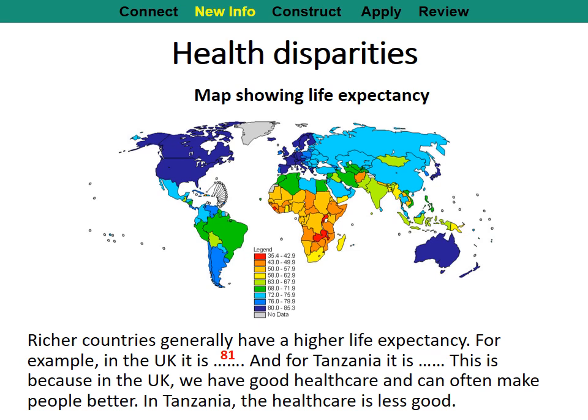It's 81. And for Tanzania it is. Can you remember? Yes, well done. It's 63. And this is because in the UK we have good healthcare and can often make people better when they get sick. And in Tanzania, the healthcare is less good. We could also talk about quality of access to food and water and clean water and so on would perhaps be as important as healthcare. Okay.